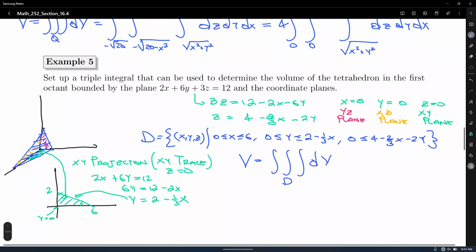All right? Volume then equals the integral from 0 to 6, from 0 to 2 minus 1/3 x, and from 0 to 4 minus 2/3 x minus 2y, dz, dy, dx.